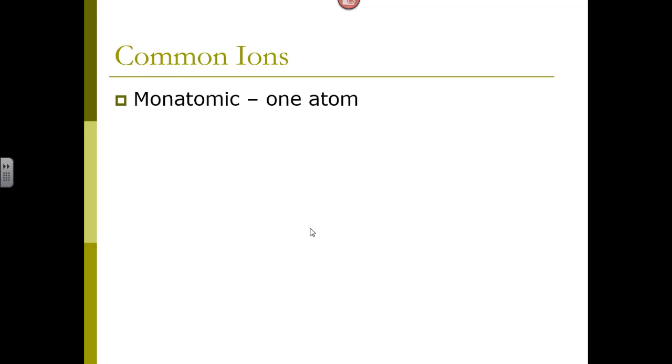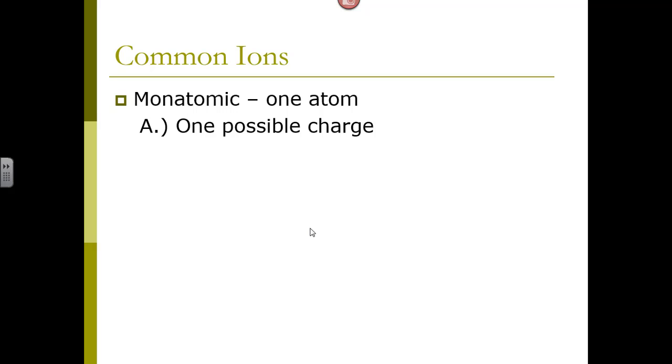Okay, let's talk about some common ions that we can use to make ionic bonds. Many of the ions that we will deal with in ionic bonding are called monatomic. That means there's 1 atom involved. Like a monotone voice would be speaking in 1 tone of voice, or when you listen to speakers in mono versus stereo, that's 1 speaker versus 2. So monatomic means 1 atom.